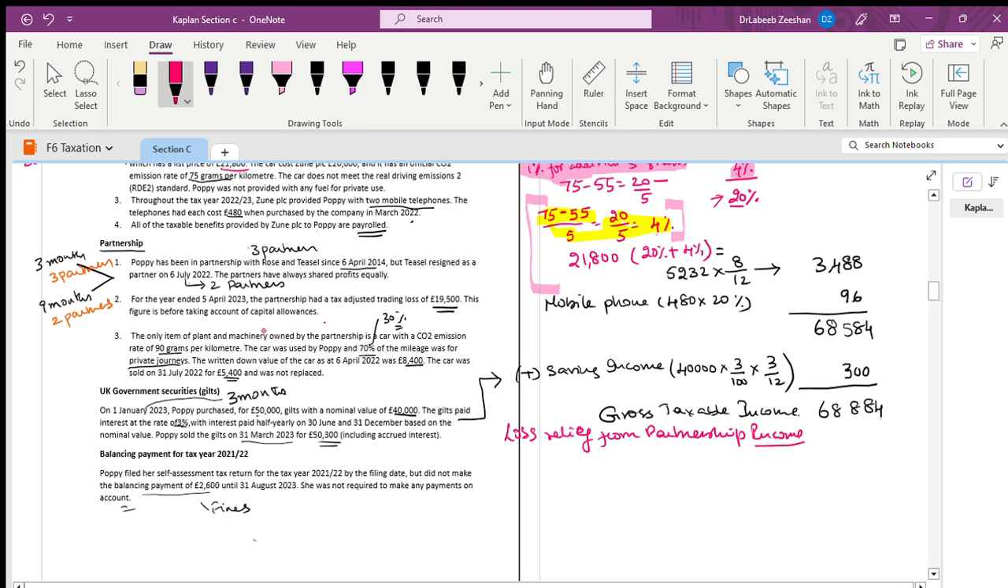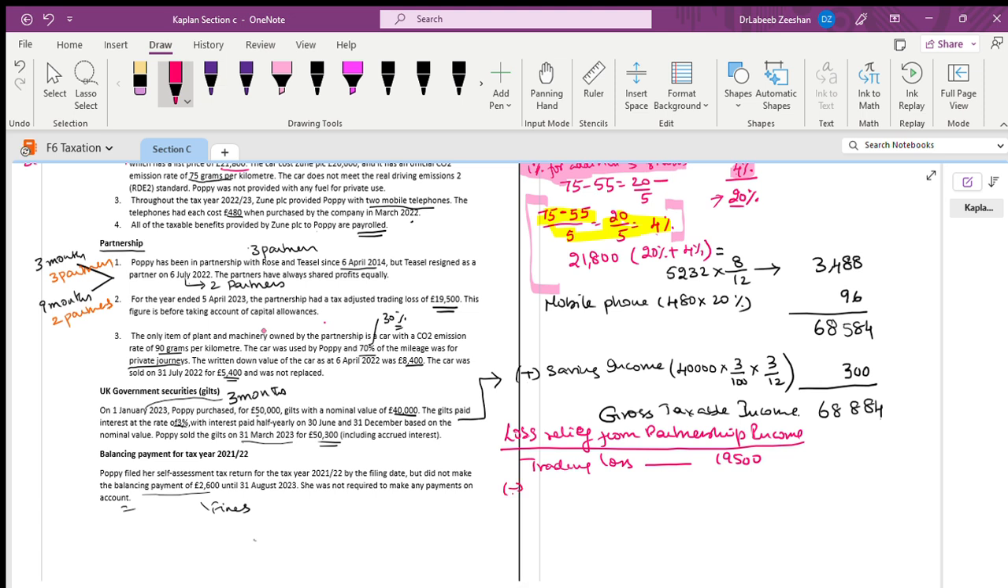Be a little bit careful about this also. How much is the loss? Trading loss is how much? Trading loss is 19,500. Fine.